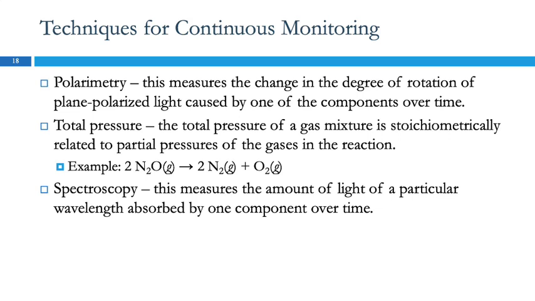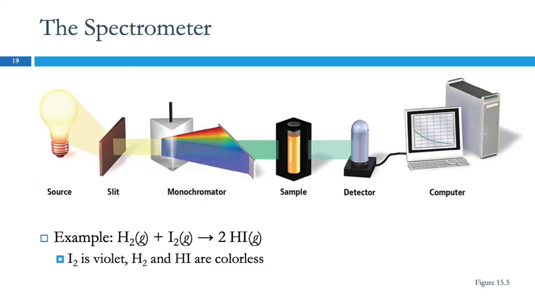So a lot of times these will be colored solutions, but it can also work with ones that aren't colored. I think we have an illustration here. So we have some source of light, and we take just some of that. We pass it through a slit and pass it through a prism, and that spreads out the light by wavelength, right? And then we use the monochromator. We can select which color of light we allow to pass through the sample.